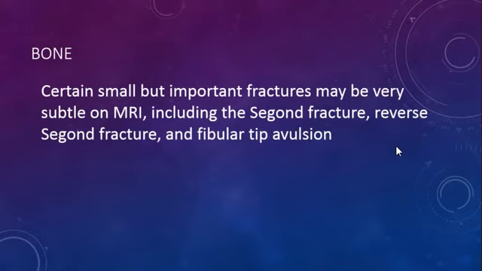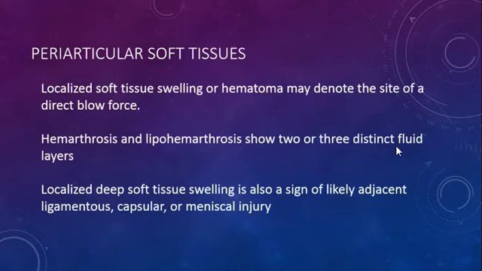There are certain important fractures that may be very subtle on MRI, including Segond fracture, reverse Segond fracture, and fibular tip avulsion. The last thing to be reviewed during examination of the knee MRI is the periarticular soft tissues, which usually present by localized soft tissue swelling or hematoma, and usually denote the site of the direct blow force. Hemarthrosis and lipohemarthrosis can also be seen within the knee joint capsule, as 2 or 3 distinct fluid layers. Localized deep soft tissue swelling is also a sign of likely adjacent ligamentous, capsular, or meniscal injury.